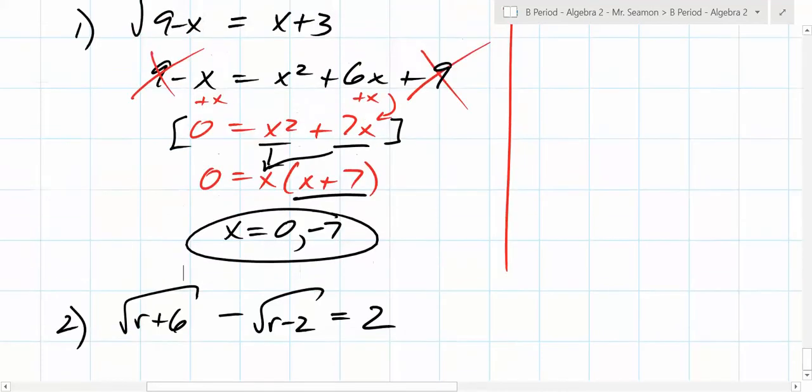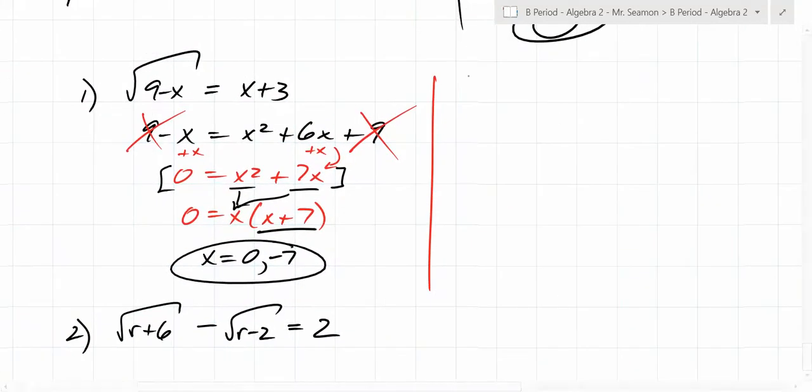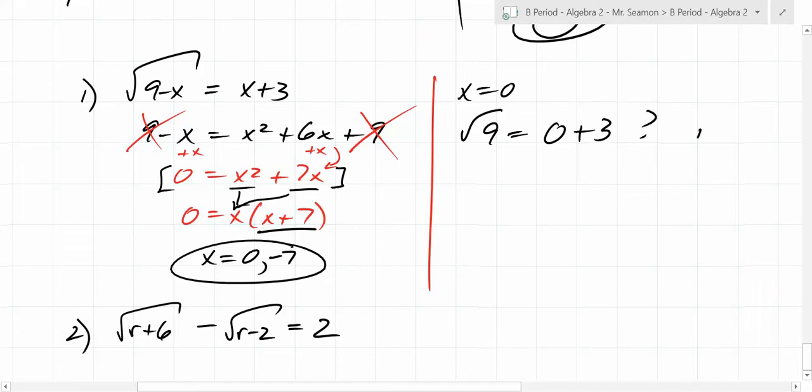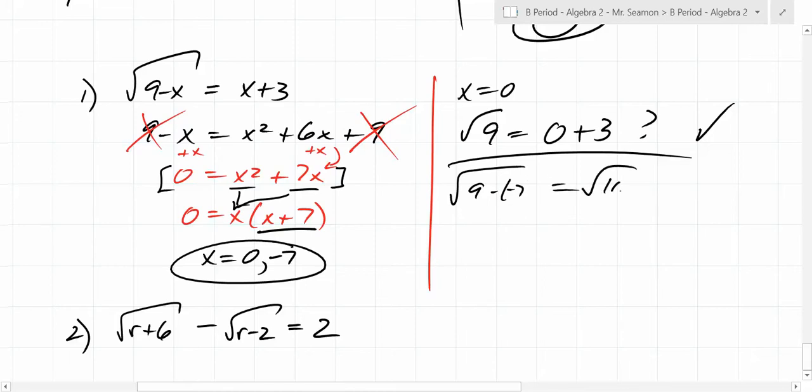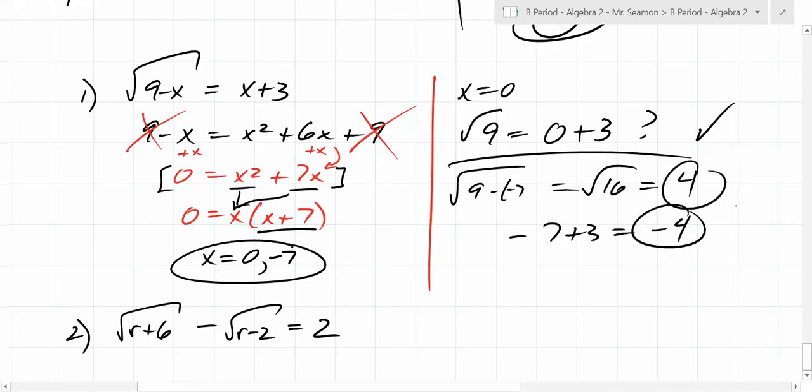Okay. So what do you have to do now, though? Check. Let's check 0 first. The square root of 9 does equal 0 plus 3. Is that true? Yes. What about -7? What is 9 minus -7 equal to? 16. So that's what? 4. But what's -7 plus 3? -4. So are they the same? No.